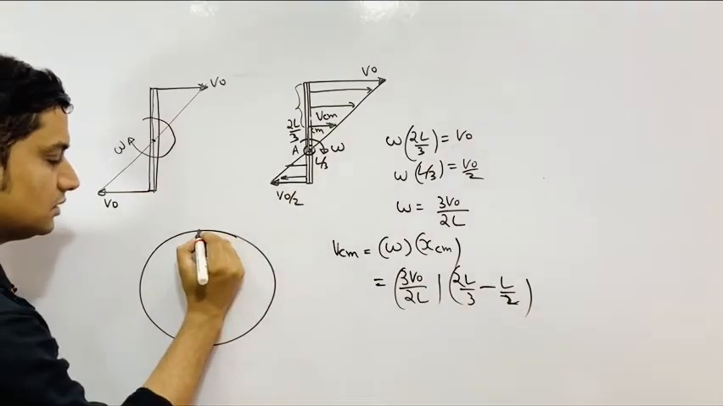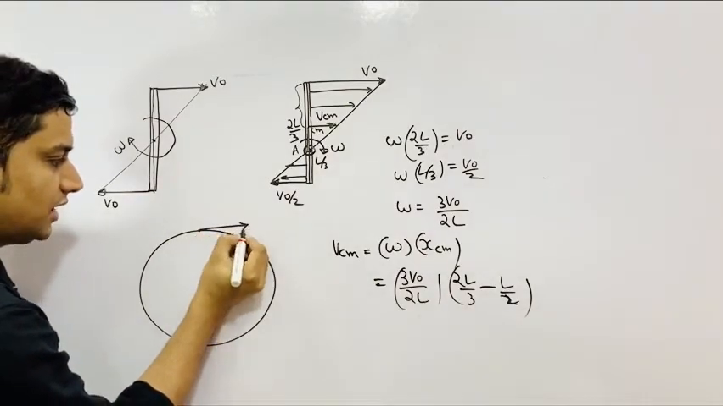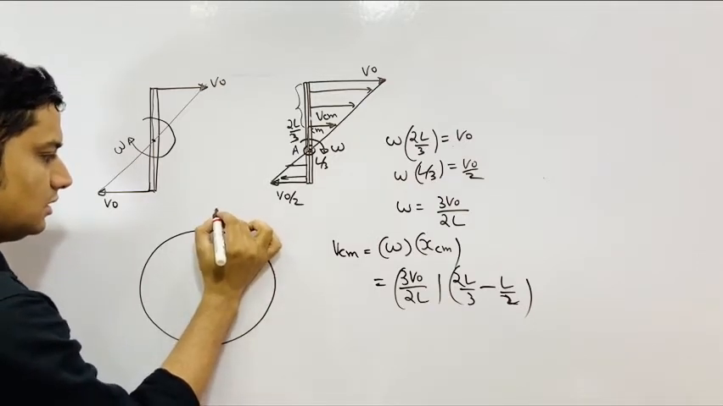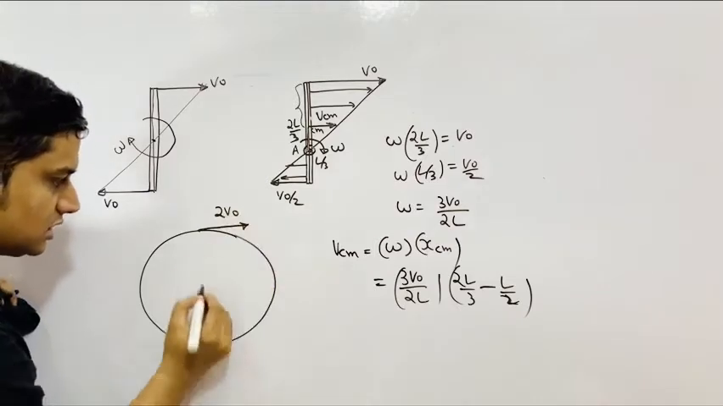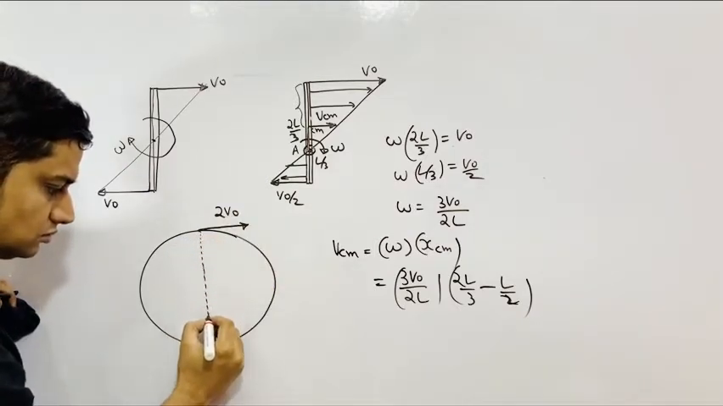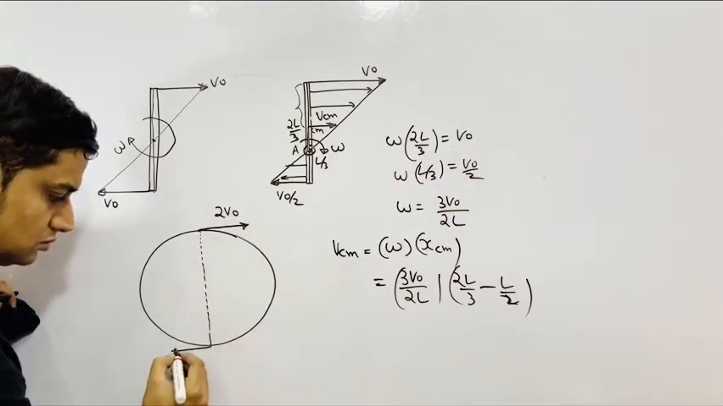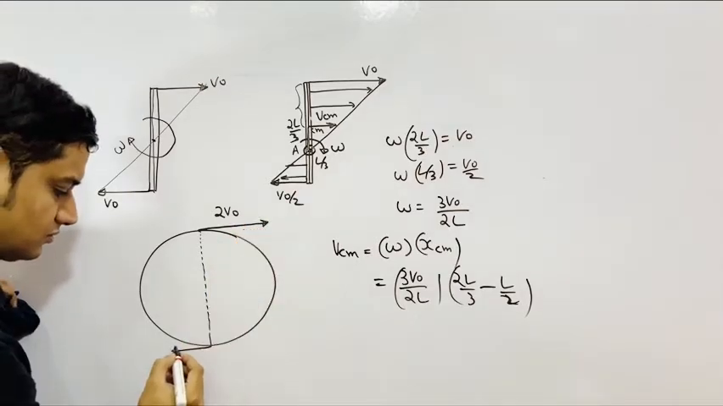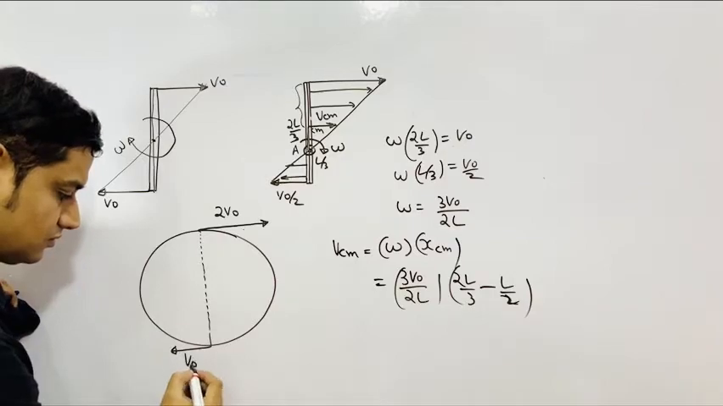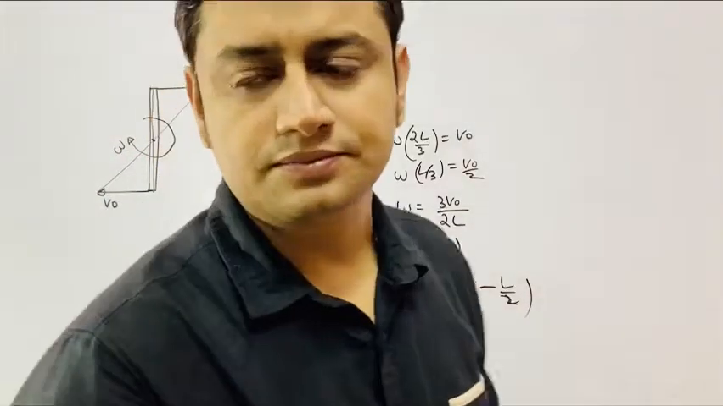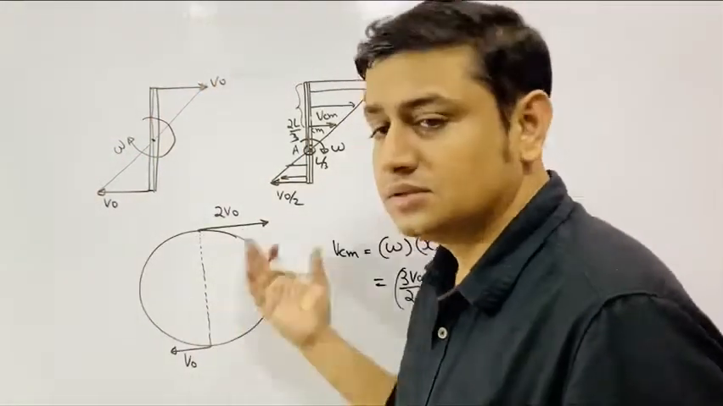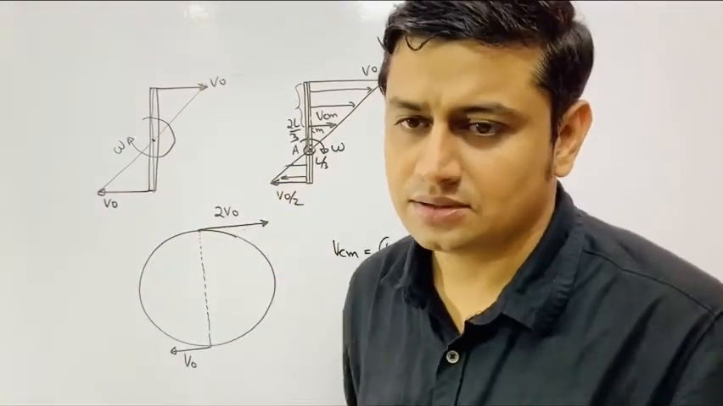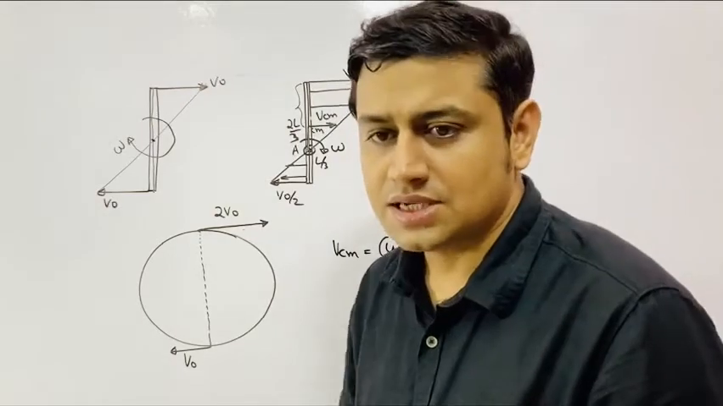This point has velocity V naught, right? This point has velocity 2 V naught, right? And this bottommost point has velocity V naught to the left. I have to find the axis of rotation, about which axis it is rotating.